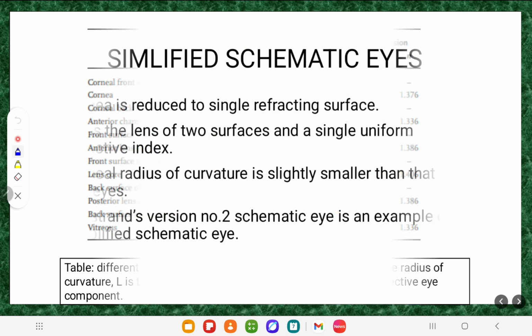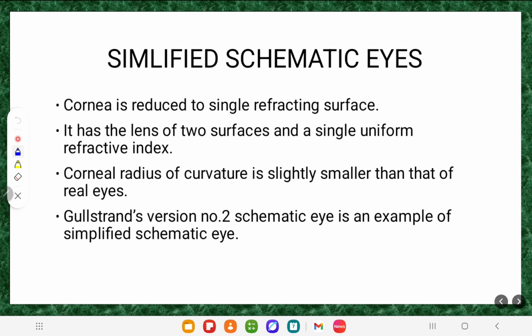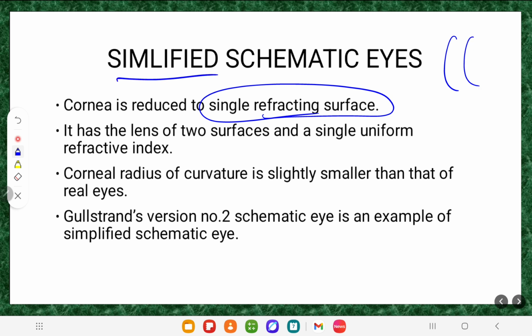Okay. So in the simplified schematic eye, the cornea is reduced to a single refracting surface. Simplified means, isn't it? In the previous real eye, there are two surfaces, front and back. But in the case of simplified, the cornea is reduced from two surfaces to one surface, and it has a lens of two surfaces. The lens is considered as two surfaces, and single uniform. So when reduced to a single surface, the corneal radius is slightly smaller than the real eye.